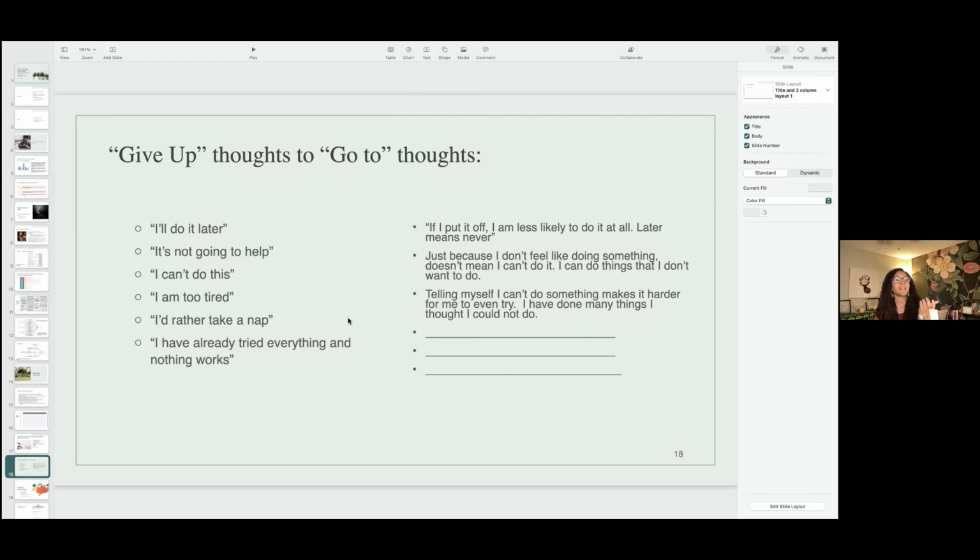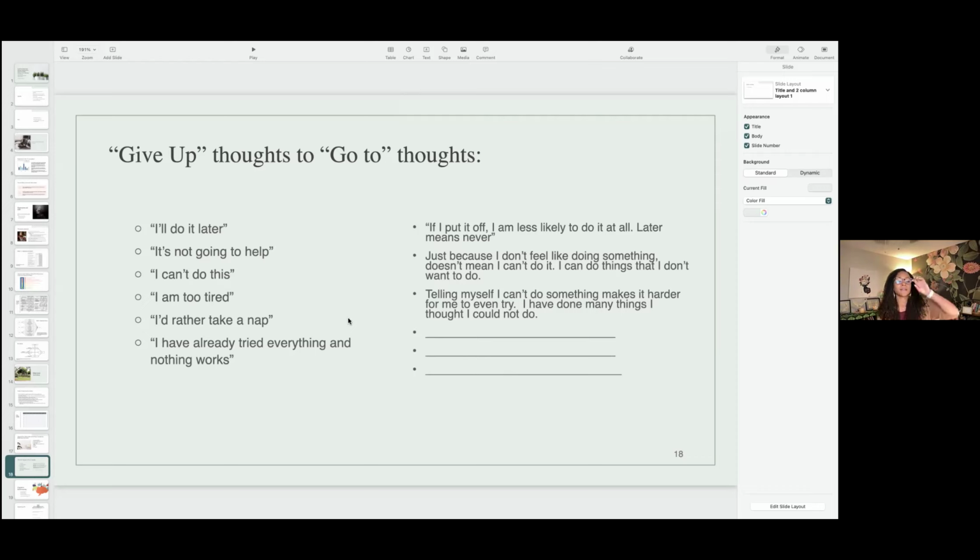The give up thought, it's not going to help. The go-to version of that is, just because I don't feel like doing something doesn't mean I can't do it. I can do things that I don't want to do, right? It's not going to help. Okay, maybe that's a thought I'm having, but I don't really know that that's true without trying. I can't do this. Telling myself I can't do something makes it harder for me to even try. I've done many things I thought I could not do.